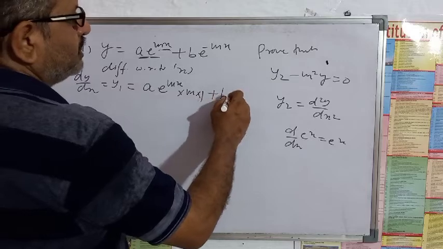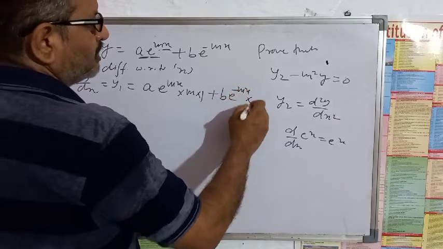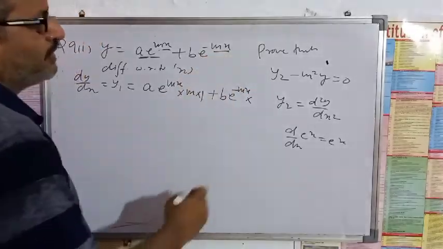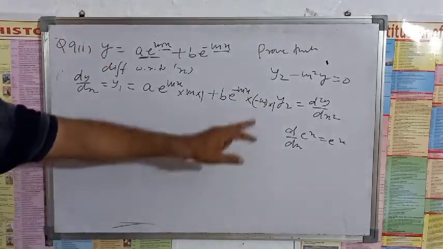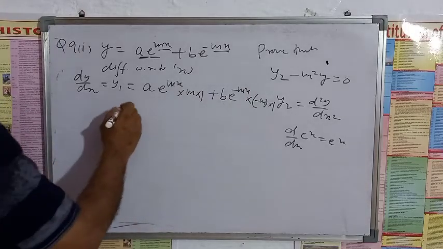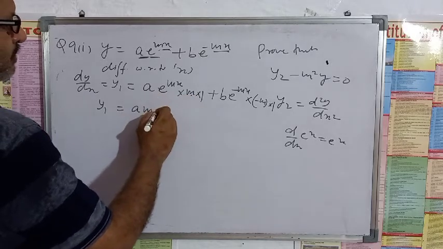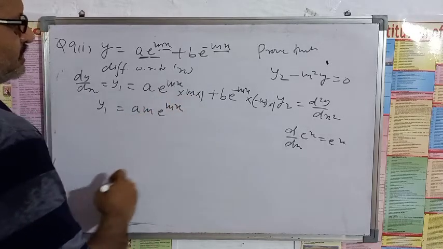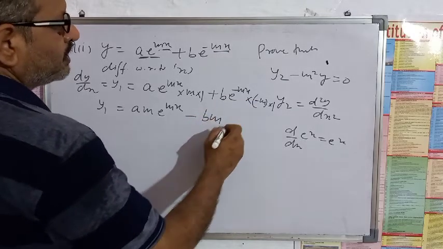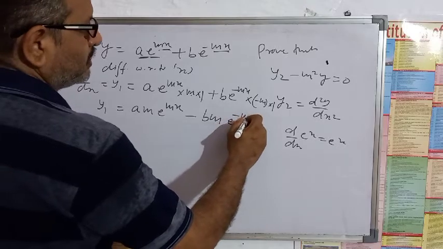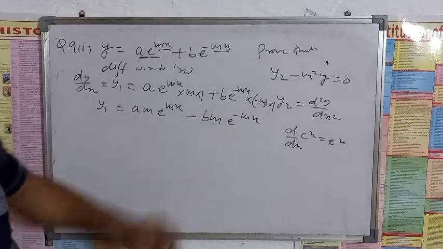Plus b e to the power minus mx. Then differentiate minus mx. So minus m is constant and derivative of x is 1. So y1 is equal to am e to the power mx minus bm e to the power minus mx, plus into minus, minus.